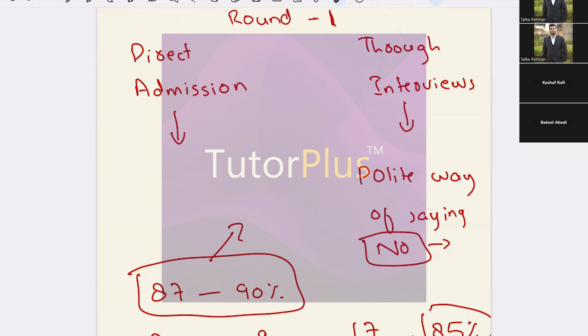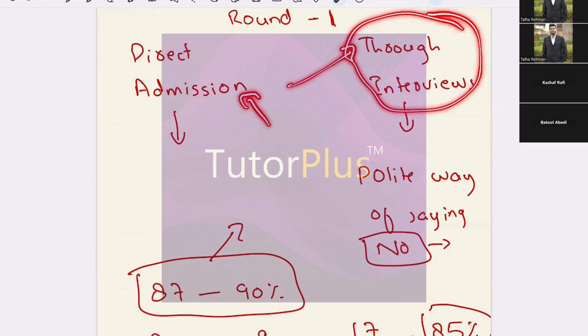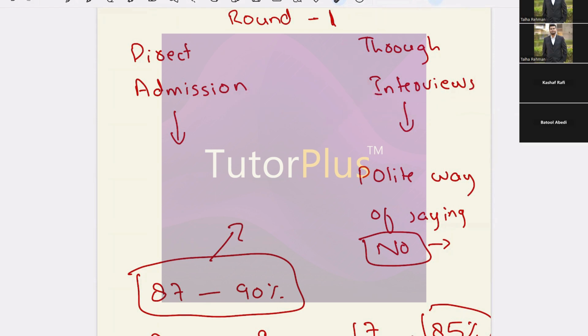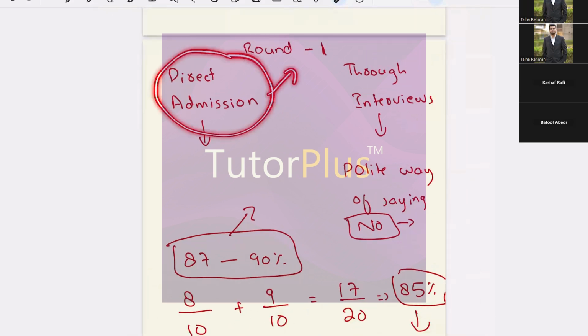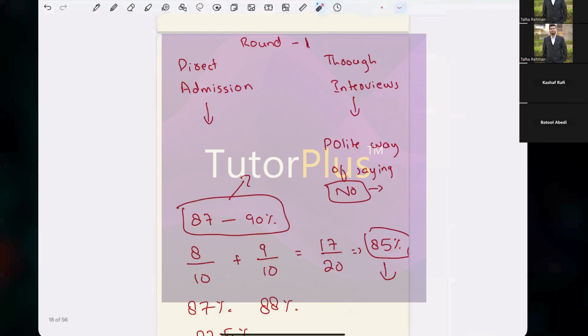But for IBA, what I do recommend is that all of you go for the direct admission and not worry or even consider going through interviews. My rationale or logic for this is very basic and very simple: there is only very little difference between the direct admission and the interview admission. I'll show you guys a PDF for that. Just give me a minute.